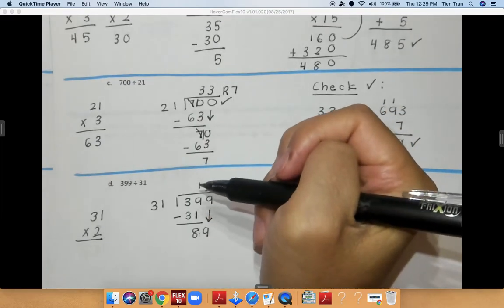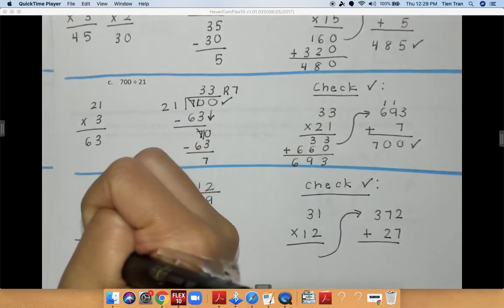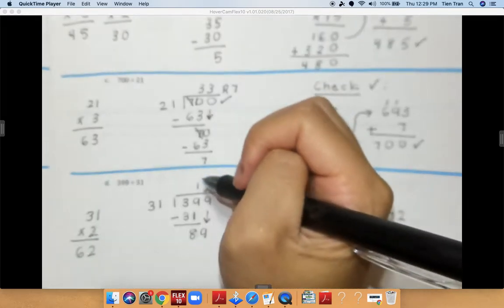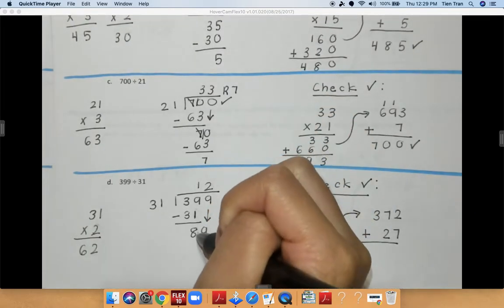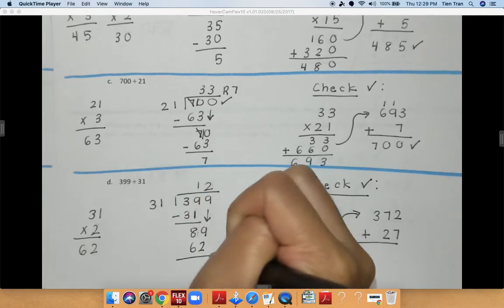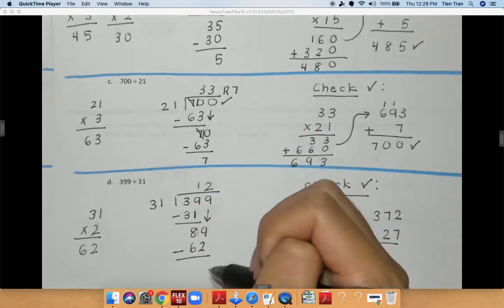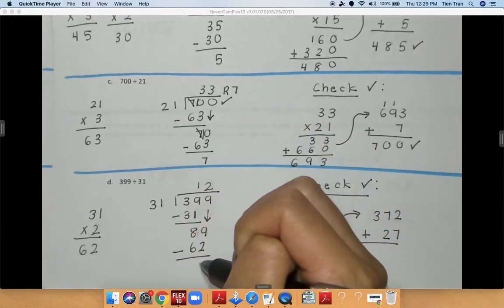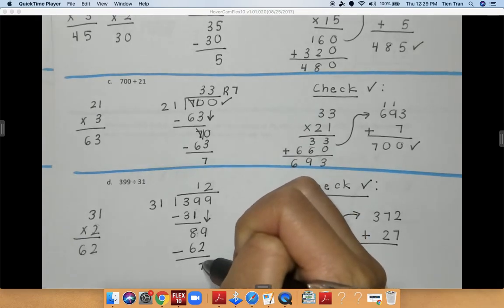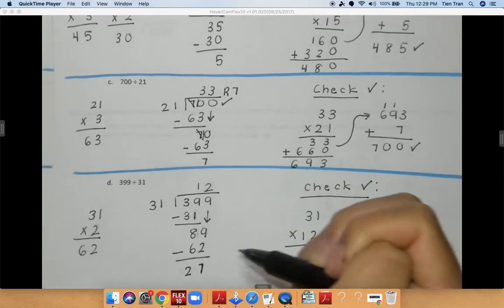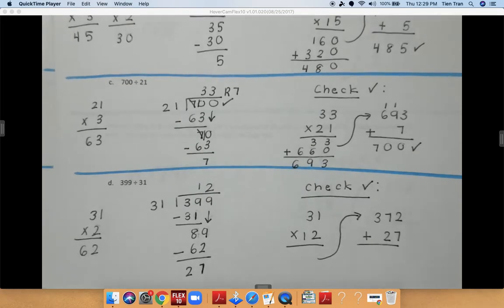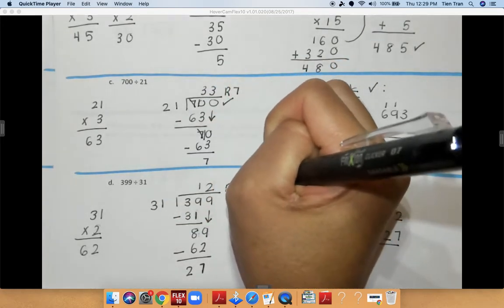So 2 times 1 is equal to 2, and 2 times 3 is 6. I get 62. So I'm going to multiply times 2, which is 62, and now I'm subtracting. 9 minus 2 is equal to 7, and 8 minus 6 is equal to 2. So I get 27. So my remainder is equal to 27.